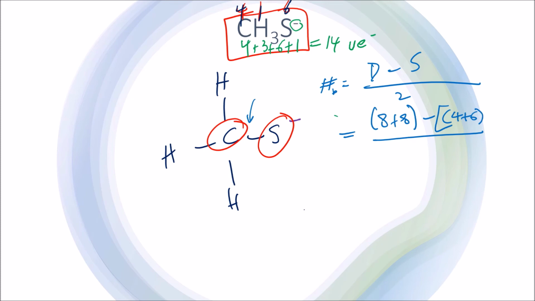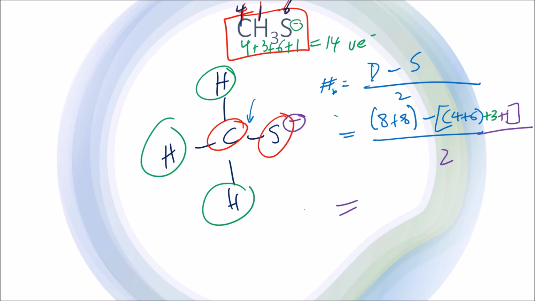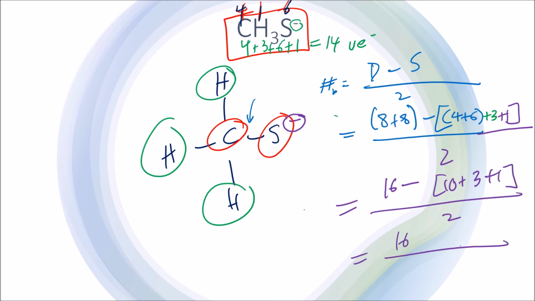Do I have hydrogens? Yes. Hydrogens are there. There's 3 hydrogen. What about any anion cation sign? Yes. Here is an anion, so there's going to be a plus 1. Divide that by 2. 16 minus 10 plus 3 plus 1 over 2 equals 16 minus 14 over 2. 2 over 2 is equal to 1. That means there's going to be a single bond.